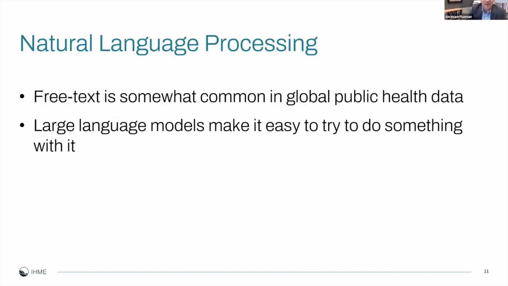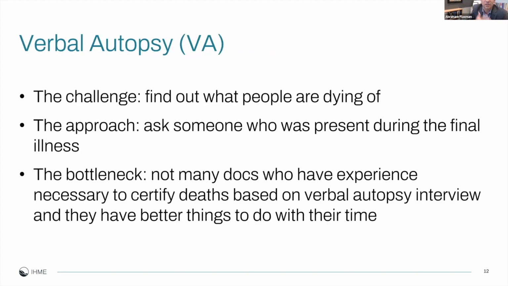So when I'm thinking about natural language processing, I'm thinking about automating ways to deal with free text. And we saw plenty of interesting applications of this in the first talk in this session. Free text is somewhat common in global public health data. And so when I'm looking at large language models, the specific part of Gen AI that I've really focused on for this talk, I'm thinking about how they might be able to make it easy to do something with this free text, which in the past has been kind of a pain to deal with. And so thinking about it in terms of verbal autopsy, the overarching challenge was to find out what people are dying of. The approach was to have lay interviewers ask someone who was present during the final illness.